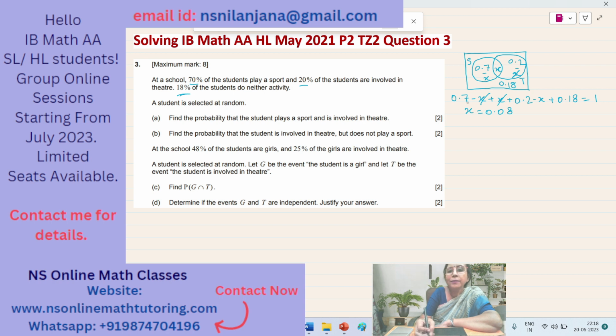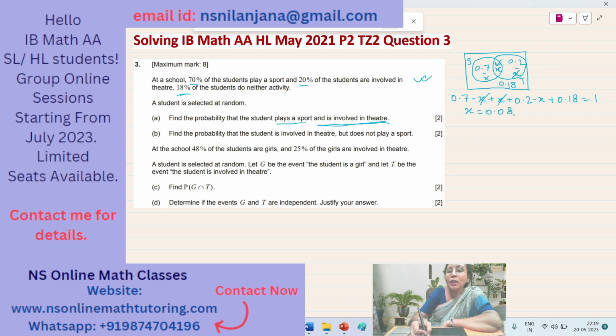So far, just by reading these two sentences, we could draw the Venn diagram and we could find the value of x. Now we come to the next part. A student is selected at random and subpart A says, find the probability that the student plays a sport and is involved in theater. That is this common region.